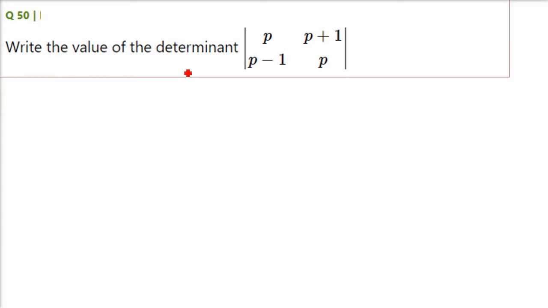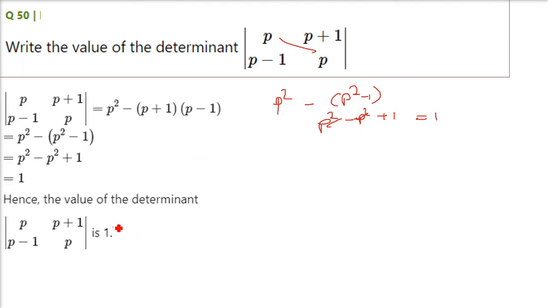What is the value of the determinant? It is p into (p square minus p plus 1) and (p minus 1) multiply (p square minus 1), a square minus b square, that is p square minus p square plus 1. P square gets cancelled, you get 1. So the determinant is 1 here.